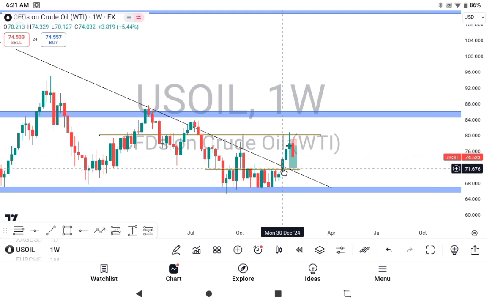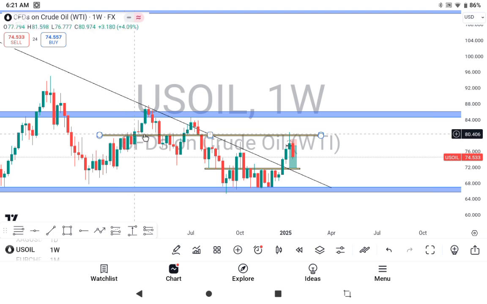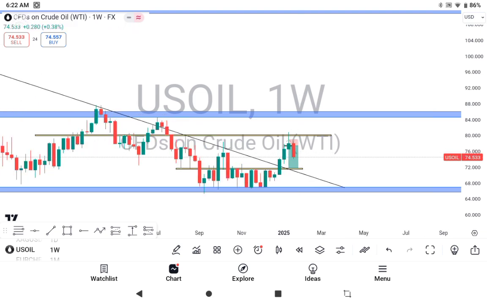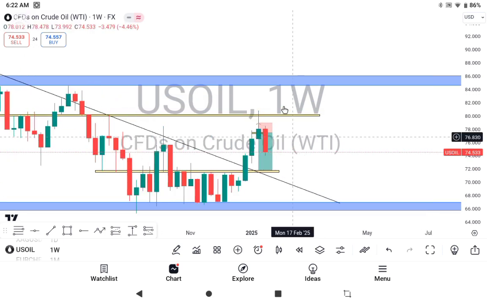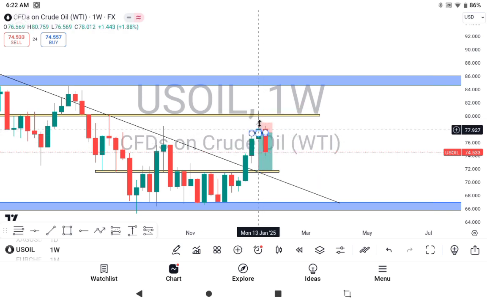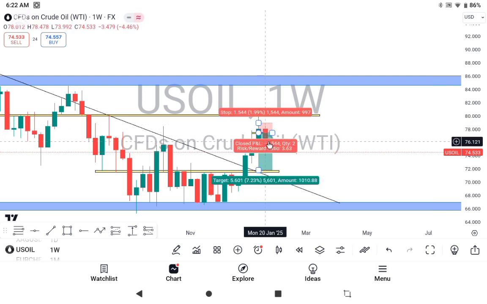Now, while it was going, it encountered a strong manual level of resistance, and that level of resistance ejected the price to the downside, closing with a bearish engulfing candle on the weekly time frame. Let me zoom in properly for you to see. As you can see, this is a bearish engulfing candle. The last market week has engulfed the previous week.